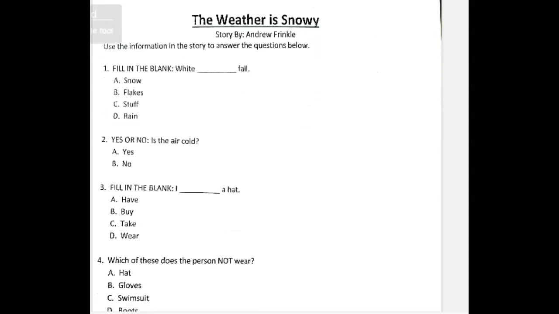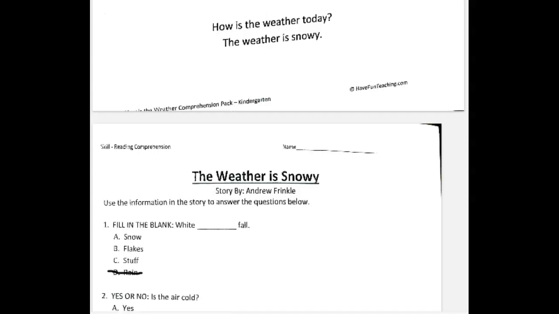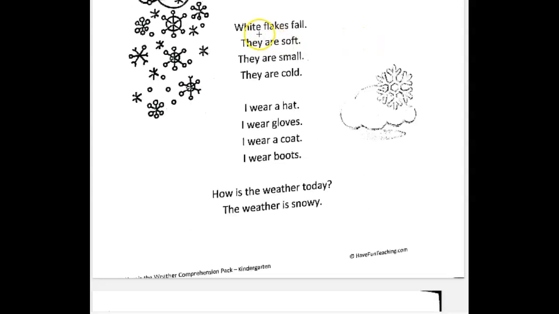So number 1, fill in the blank. White blank fall. White what falls? White snow fall? White flakes fall? Or white stuff fall? Or white rain falls? So we're talking about snow. So I think we could take rain out of our answers. And now we could go look and see in our passage what white falls. So you're going to look up and it says right here, white flakes fall. So they're talking about snowflakes. So white B flakes fall.